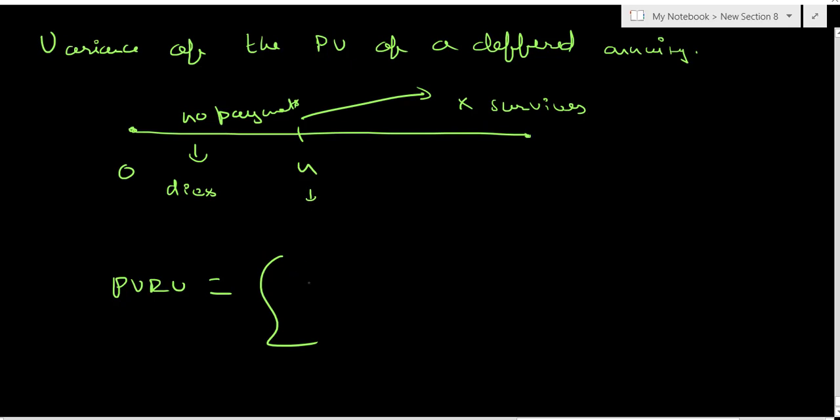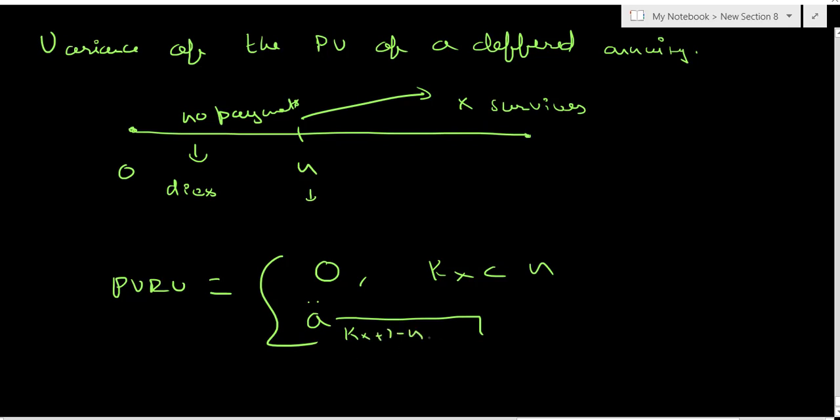So the PV is 0 when kx is less than n. When the person dies before time n, there is no payment. If he dies after time n, I'm talking about the one payable in advance, it is basically a due kx plus 1 minus n.